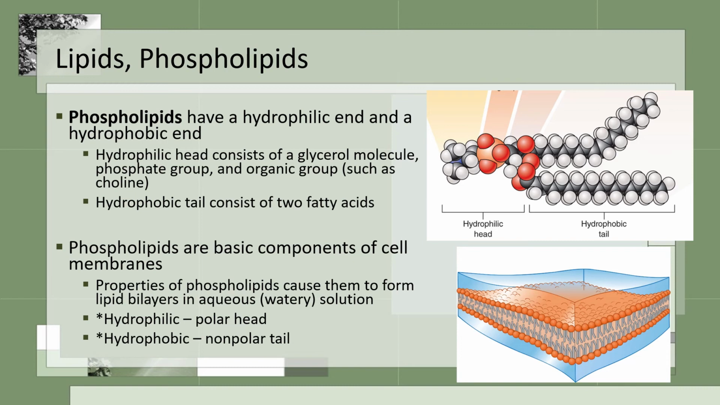2 layers of phospholipids will align with heads out toward the watery environment and tails in away from the watery environment. You can see this in the bottom image of a cell membrane.